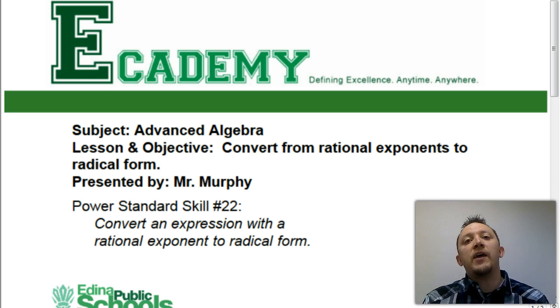Well, there you have it. That is Power Standard skill number 22. A relatively easy one, but hopefully after seeing this video you have a better understanding of how to write something in radical form. And with that, good luck.